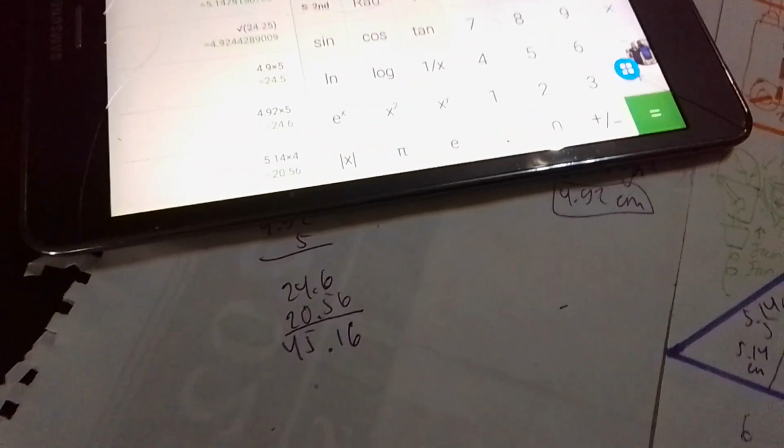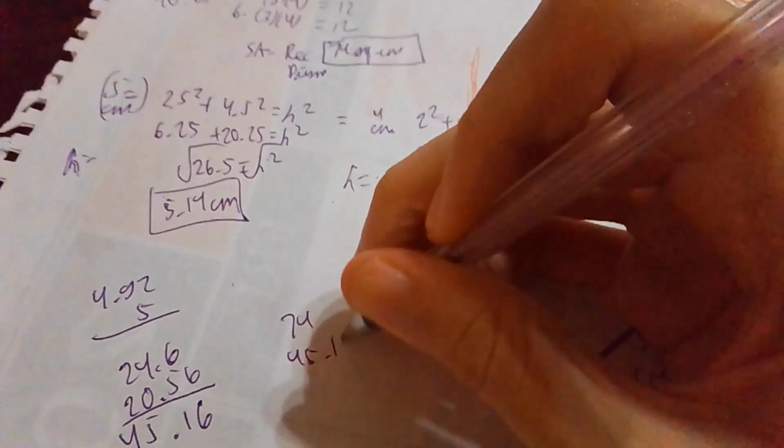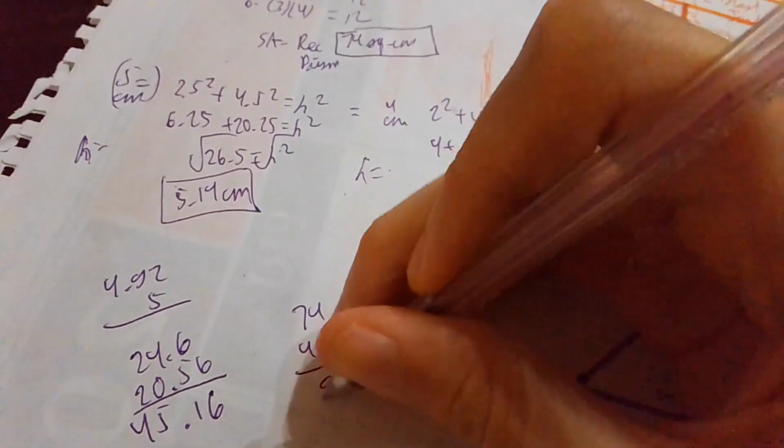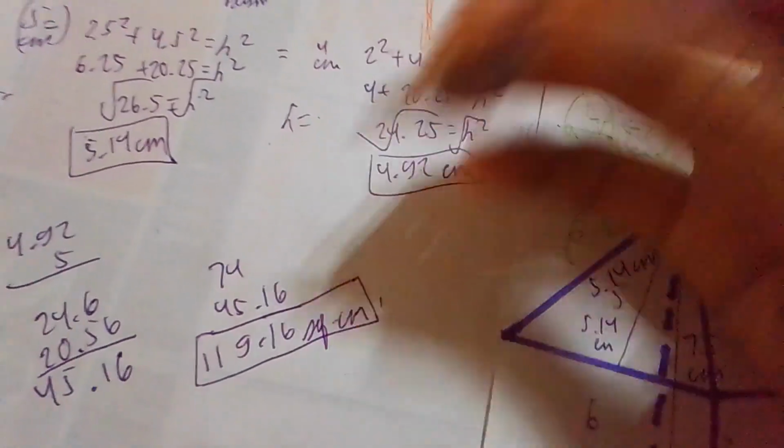Then when we add this up all together, tama, it becomes 45.16. So that is the surface area of both the triangles. Alright? Now we add this up all together, 74 plus 45.16. We should get 119.16 square centimeters. Alright? That's our surface area.